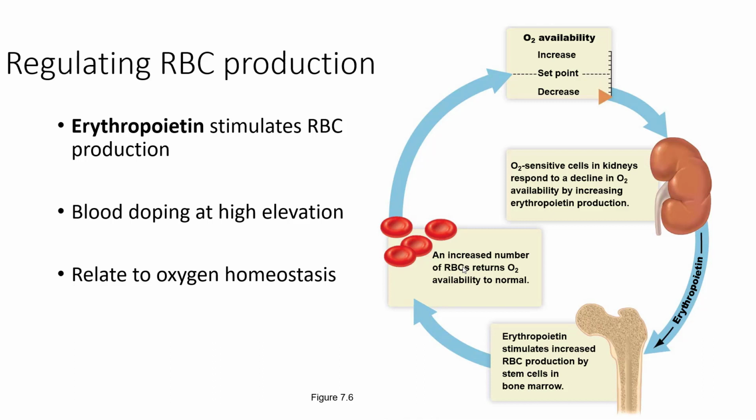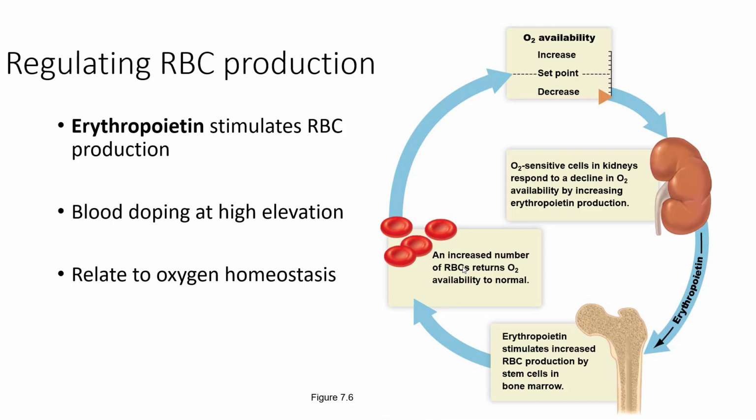This is going to be sensed by a sensor, which is oxygen-sensitive cells in the kidney, and that will relay the message to a control center, which is also in the kidney, which will release erythropoietin. This stimulates more red blood cell production in the red bone marrow of long bones. And that will be a response, which would be the increased number of red blood cells, which will return oxygen availability to normal.